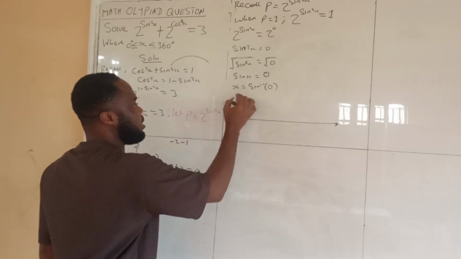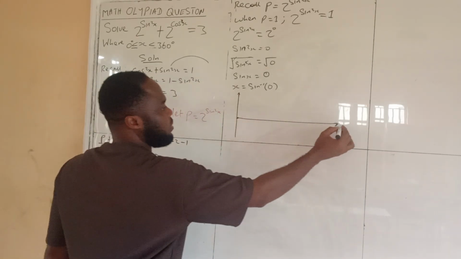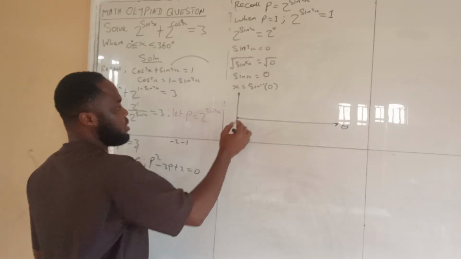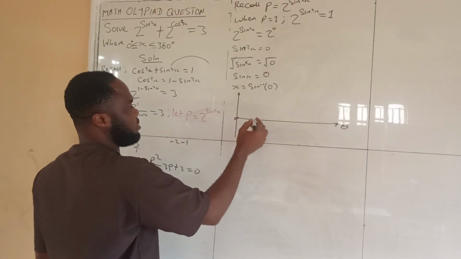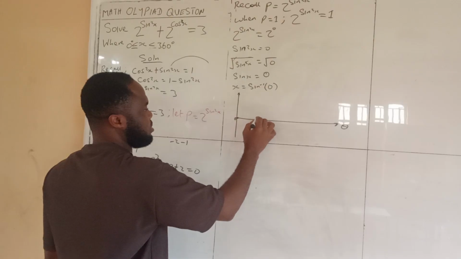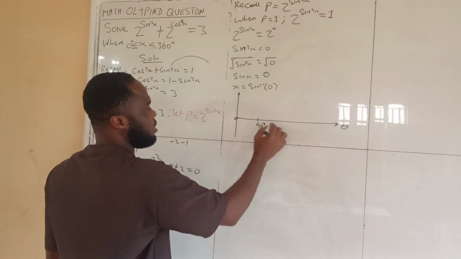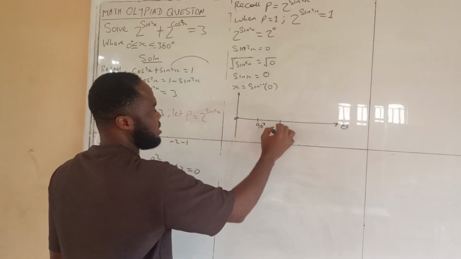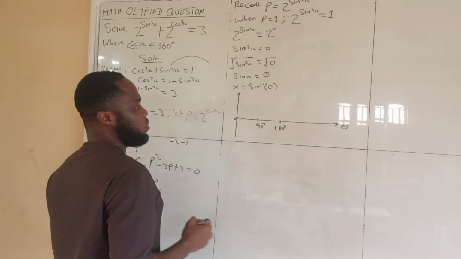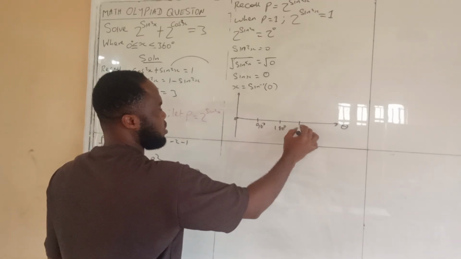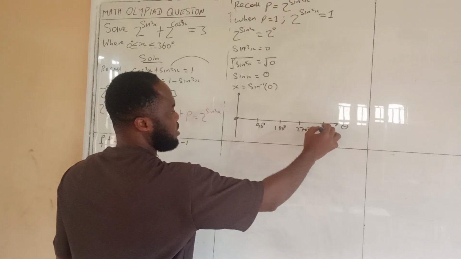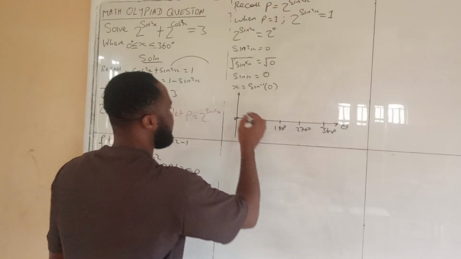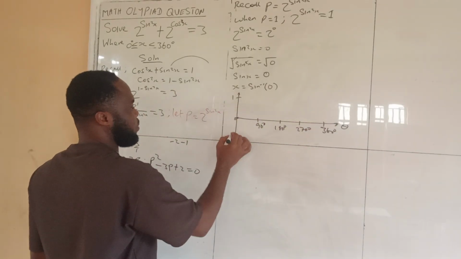So here is our theta, and the point of intersection is 0, right? Let's range from 0 to 90 degrees, 90 plus 90 is 180 degrees, 180 plus 90 is 270 degrees, and 270 plus 90 is 360 degrees. The interval is 1 and minus 1.